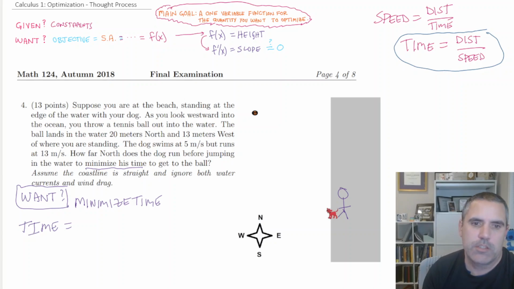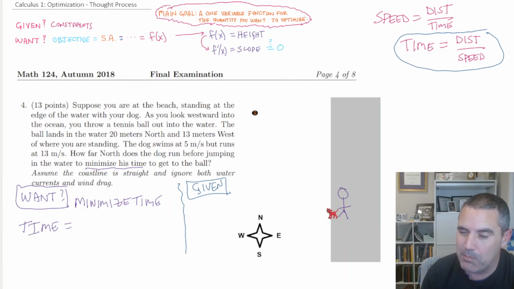Okay, so now let's go back to the question and do some labeling with a goal of finding a one variable function for time. So you can see how I have no worries about problems like this. I'm always happy to do problems like this. It feels like I'm actually doing something. Don't let a problem like this scare you on the test. You're going to have lots of stuff you can do. Okay, the ball landed 20 meters north and 13 meters west. So they're telling me a few things here.